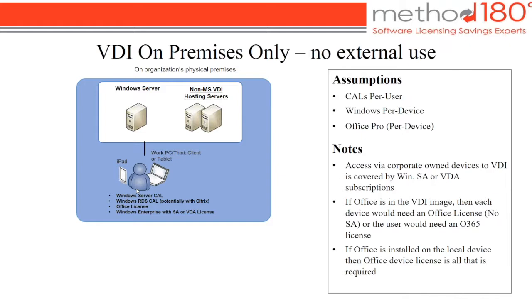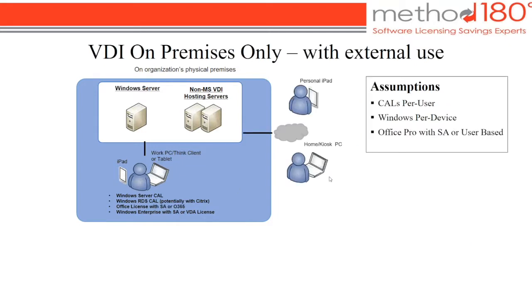So it could just be device-based licensing if we're doing no external use. And they do require a Windows Enterprise license with SA or the VDA license here, or user-based Windows licenses as well. The reason for that is that a Windows VM, the desktop OS, is being run on that server. So they require SA because SA includes the VDA license, and a VDA license is what allows access to the VM on the server.